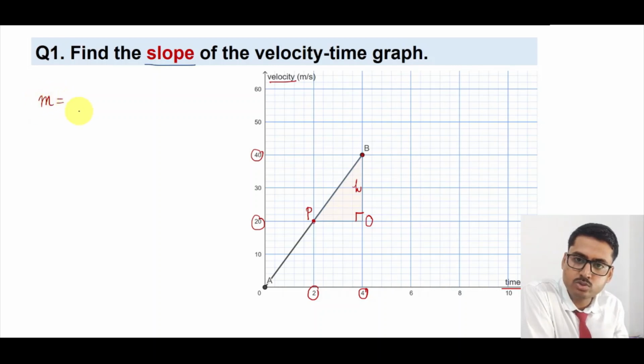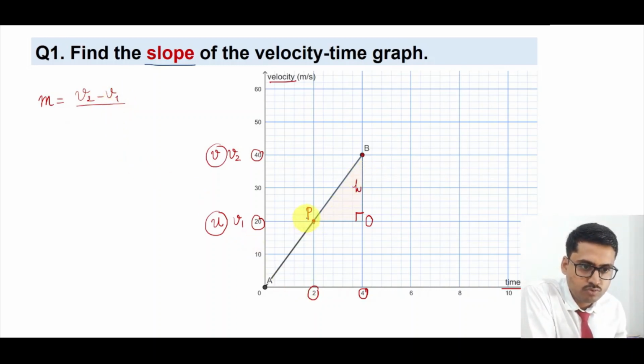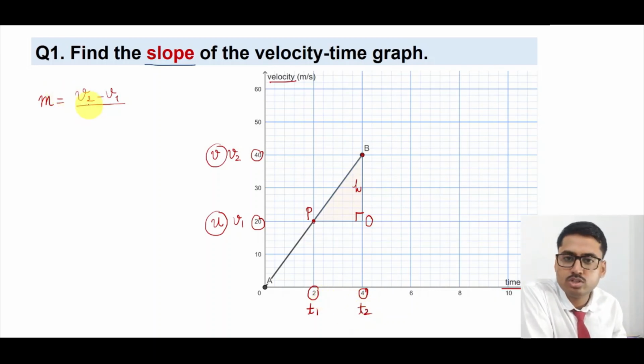Slope M is equal to, let me call this V2 as the final velocity and V1 as the initial velocity. Why? Because we are going from P to B, so this will be called initial. You can also call it U, and this can be called V. So we can write the formula over here as V2 minus V1 divided by T2 minus T1. For initial point P, I will take the time as T1, and for the final point B, I will take the time as T2.